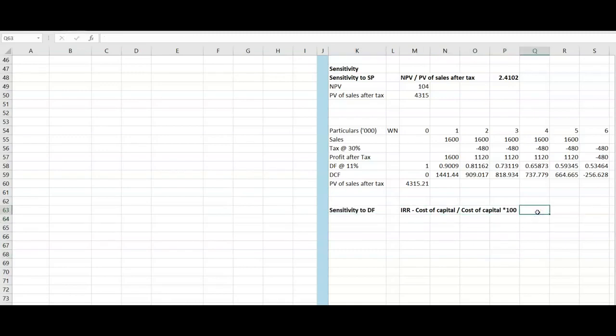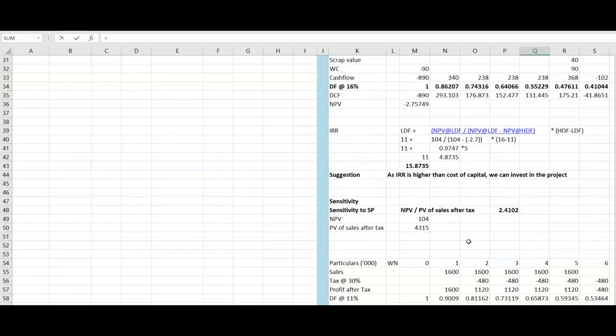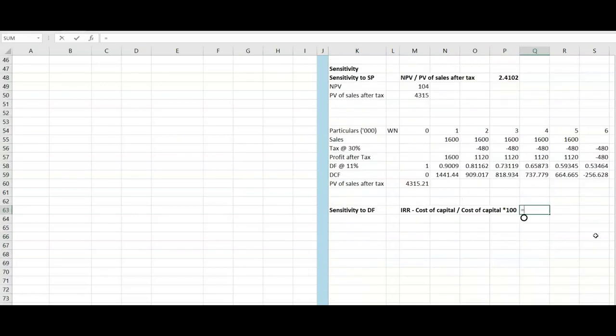So we'll work it out here. So the IRR of this problem was 15.8. So first we'll put that, minus the cost of capital, in the sum was 11%. So first put this in a bracket, okay, divided by 11 and into 100 will give you a percentage, and you got an answer. The answer comes to 43.6.